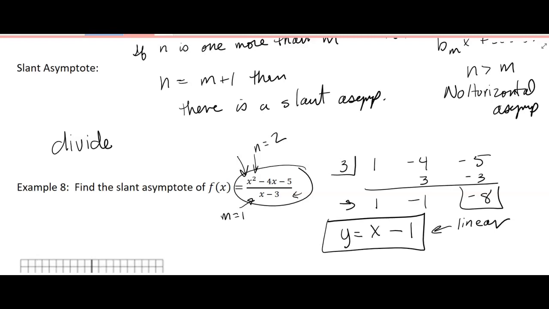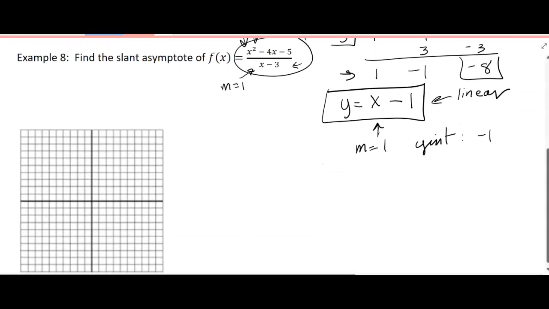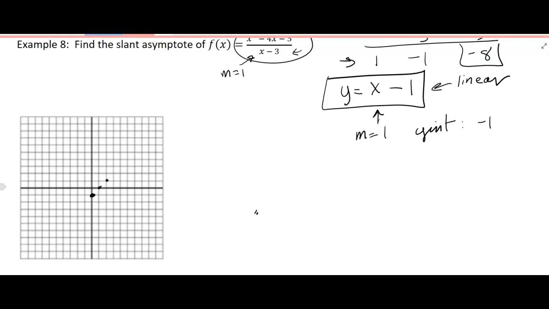Okay, so what does that mean? Well, I can graph this. This is a line. Okay, it has a slope of 1 and a y-intercept of -1. So I can go to 0, -1, and my slope is up 1 over 1, up 1 over 1, and I could draw this dotted line. That is the slant asymptote. I didn't draw it very well, but that's the slant asymptote.